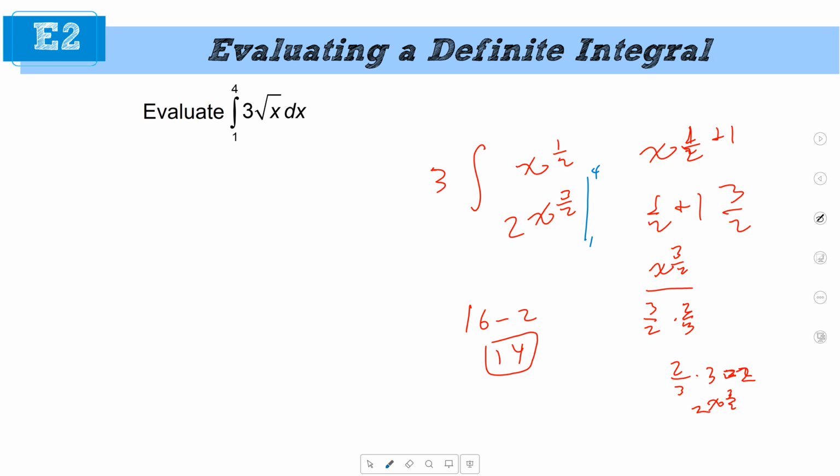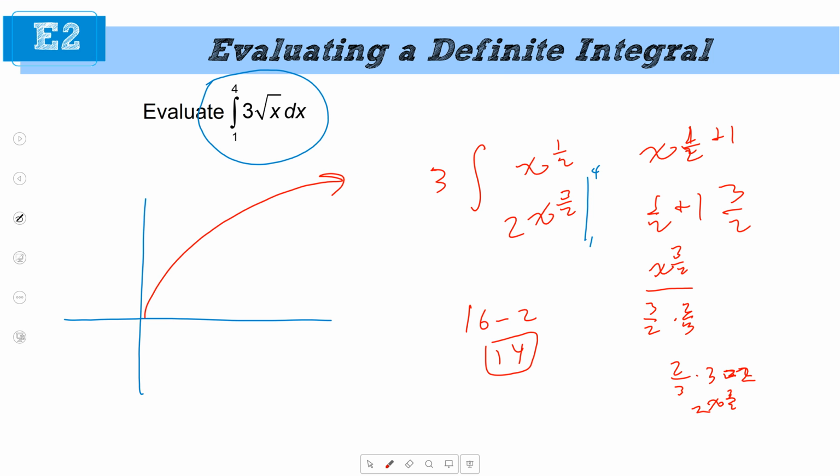What's also important is that you understand what this represents now. Remember we said that that's the area under the curve. So that looks something like, okay, that's a square root function that looks something like this. So we're going from 1 to 4. So that represents the exact area of that region. Okay?